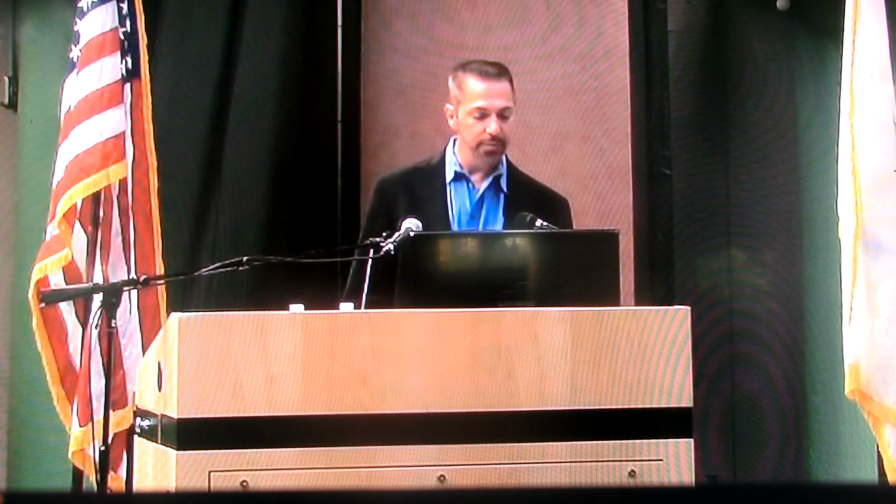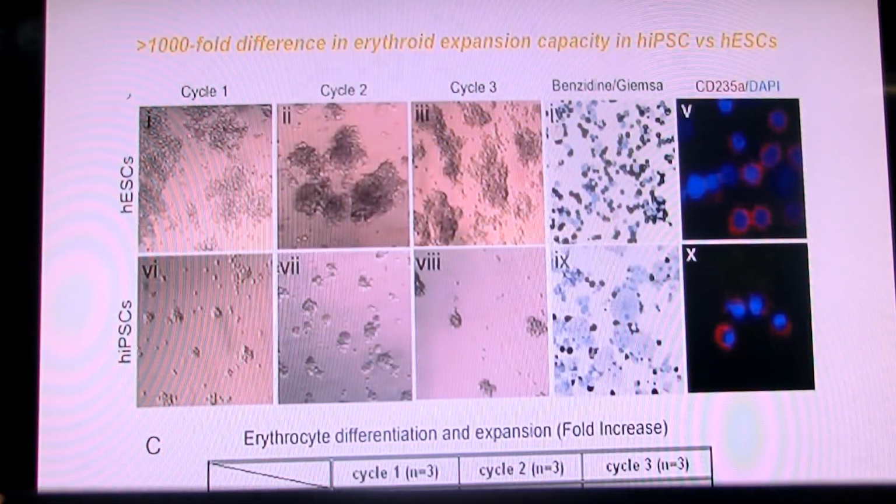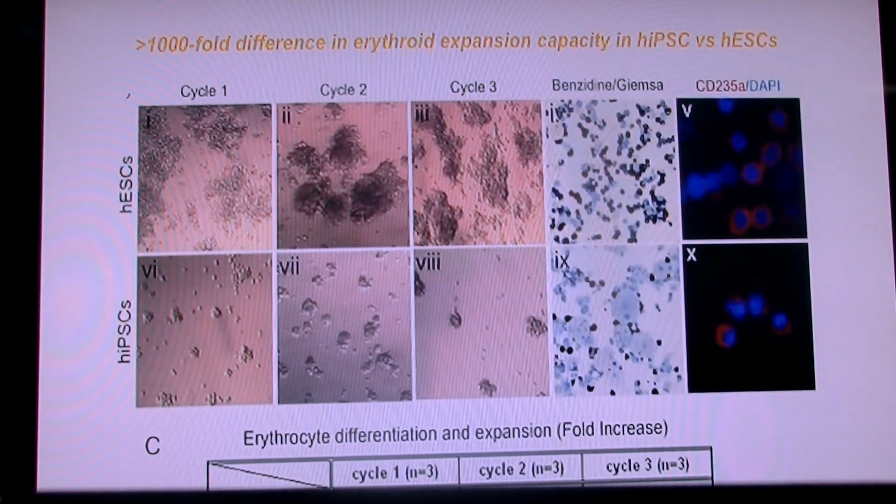So if you have embryonic stem cells, and say you want to make red blood cells for patients, you have to go through what's called erythroid expansion. So these are little colonies of cells that you want to multiply and grow, and you can see lots of them growing. And then if you look at doing the same thing here with the iPS cells, you see the clusters are way smaller. It turns out that there was a 1,000-fold difference in the ability of the iPS cells to make these cells.